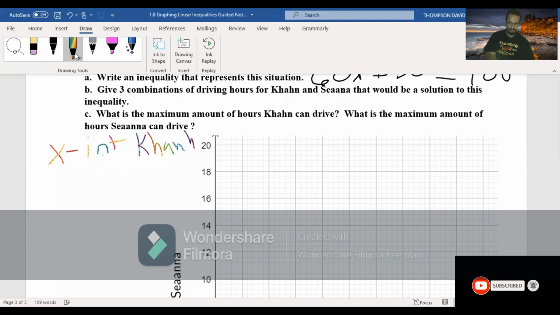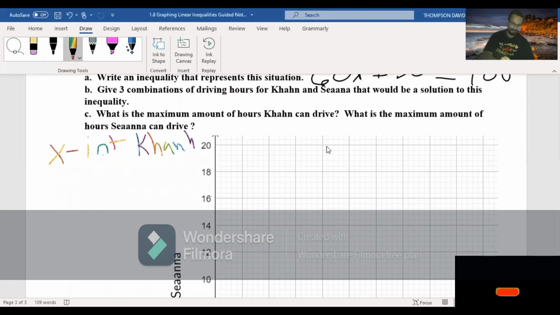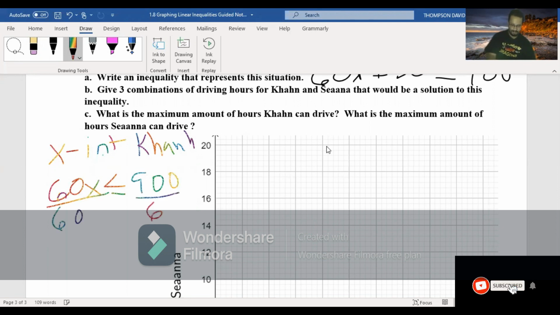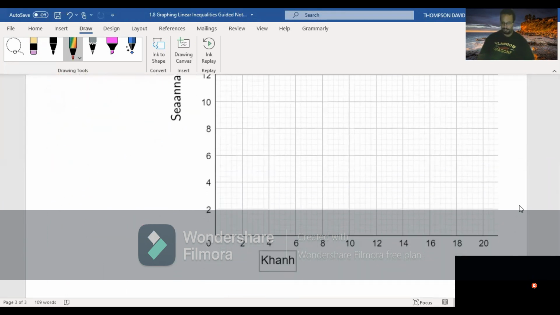So we use our inequality, 60x is less than or equal to 900. We're going to divide both sides by 60. And 900 divided by 60 is 15. We have x less than or equal to 15. We're going to plot that on the x-axis.